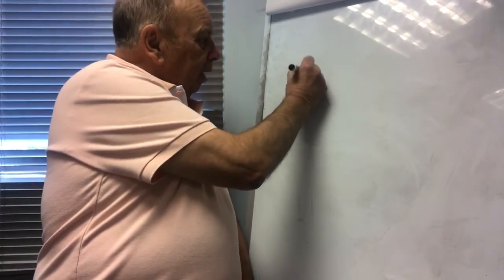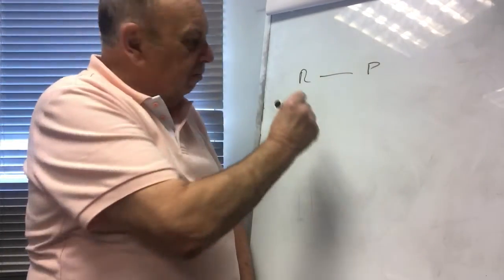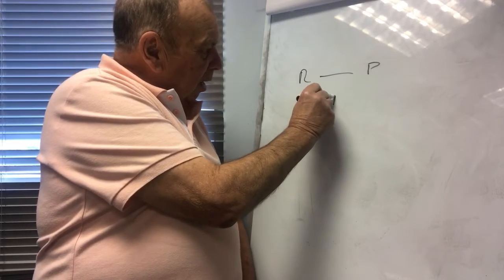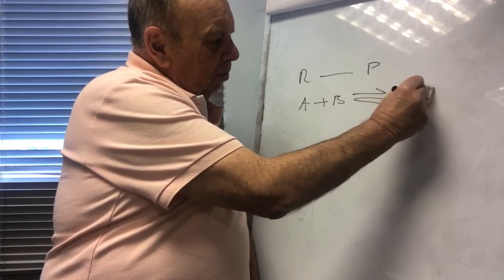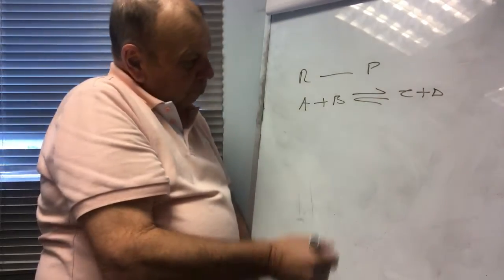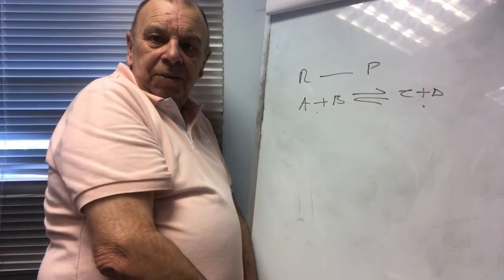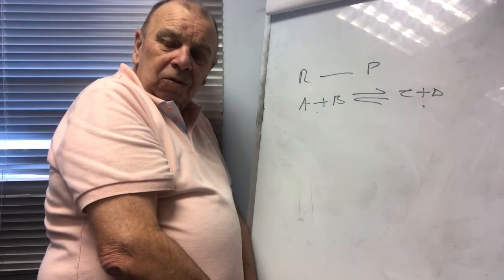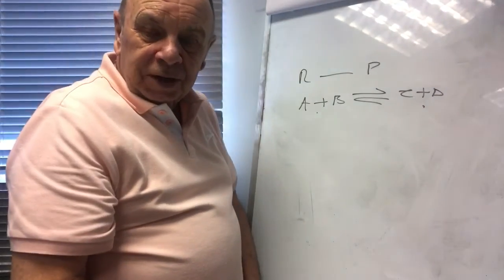Just said reactants giving products. I'll write it in a longer format now: A plus B reacting to give C plus D. Reactants, products, by the way, that sign means reversible. In theory, all chemical reactions are reversible, but that's not strictly true.